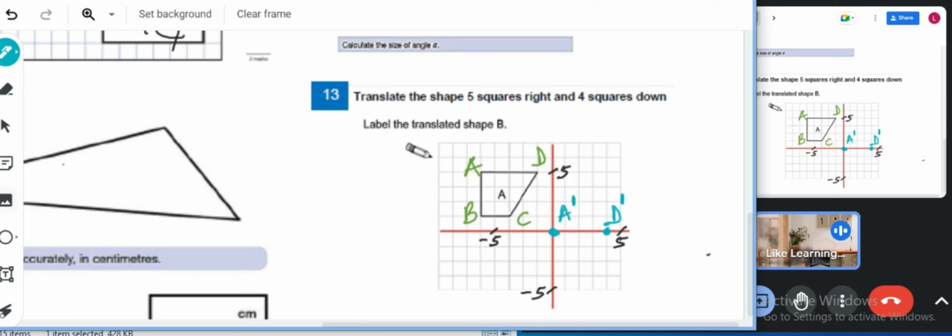Do the same thing for D or C. Anyone? Good. So let me just get the answer since you don't have it here. 1, 2, 3, 4, 5. Then 1, 2, 3, 4. This is where this one will be. This is C prime.